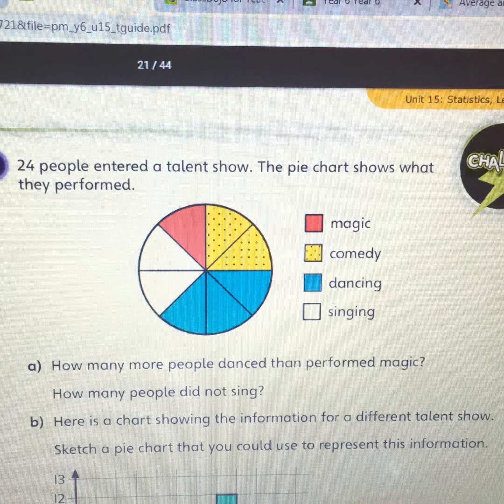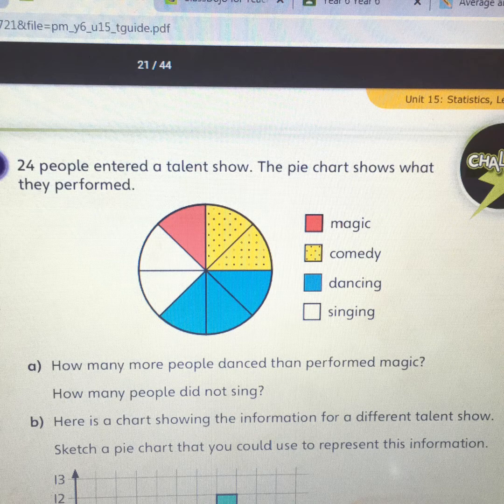Okay then, challenge time. And I think we can all have a go at this because we might need this later on in our workbook. So 24 people entered a talent show. The pie chart shows what they performed. So they performed magic, comedy, dancing and singing. Now, before I even look at the questions, I want to look at this pie chart. How many parts is this pie chart split into? Well, it's split into 8.